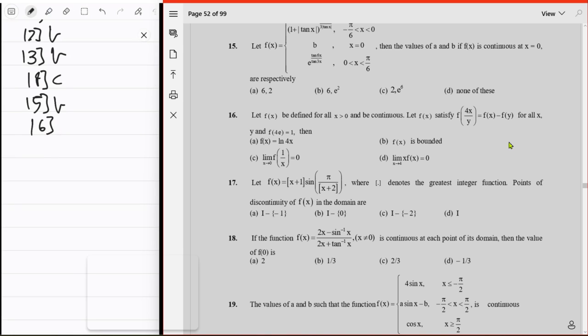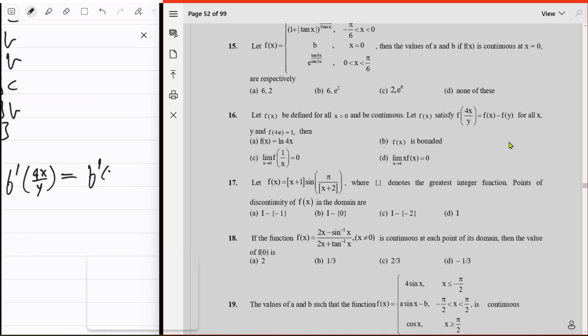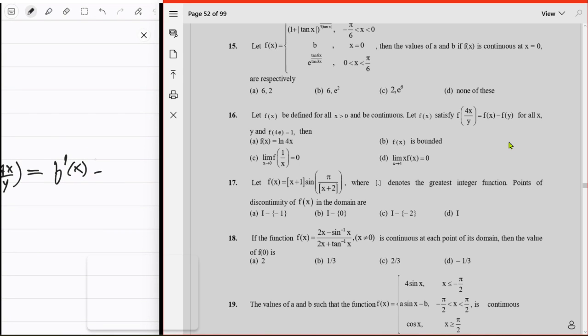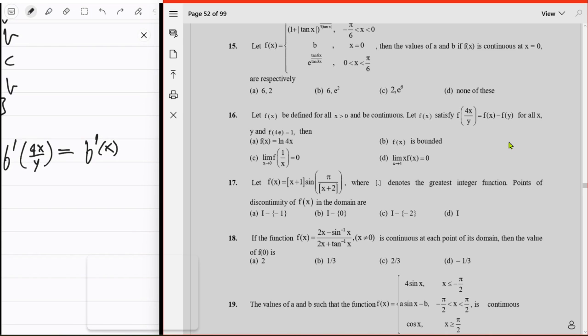You could always differentiate with respect to x on both sides, so we'll just get this thing. f dash of 4x upon y is equal to f dash of x minus, well, that's constant, so that just goes away. Yeah, that's when you differentiate with respect to x. Okay, awesome. Now what? This is going to be true for all values of x and y. Wait, they never said it's differentiable. They only said it's continuous. There might be jumps in its differentiability.